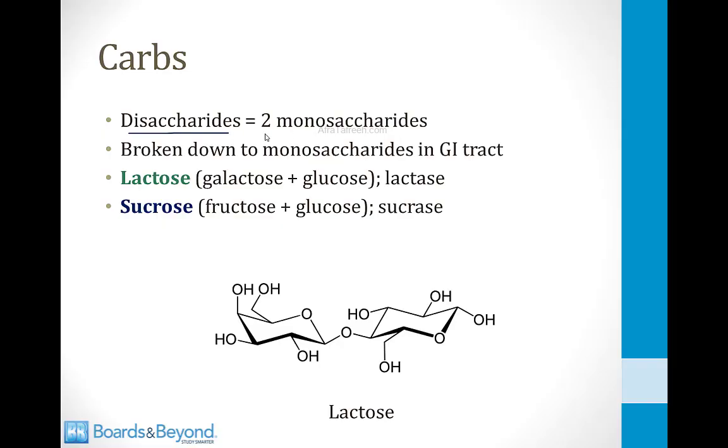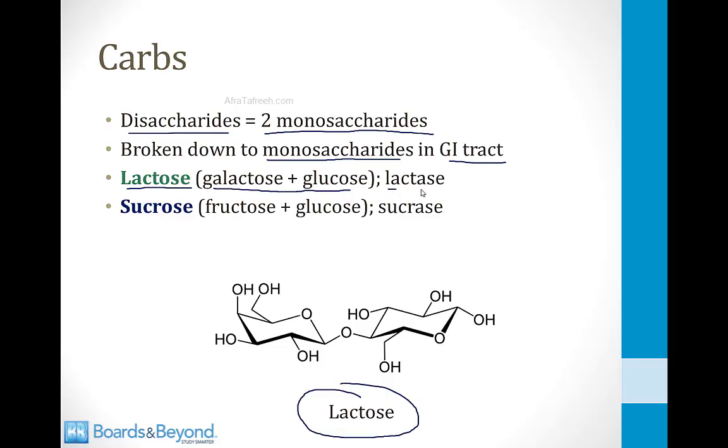Disaccharides are carbohydrates that contain two monosaccharides linked together, and disaccharides are broken down into their monosaccharide constituents in the GI tract. It's the monosaccharides that get absorbed into the blood. The two most important disaccharides for you to know are lactose, which is found in milk. Lactose consists of a galactose and a glucose molecule linked together. I've shown you a picture of that at the bottom of the screen. The enzyme lactase breaks this down, and you may know that some people lack this enzyme and they are called lactose intolerant.